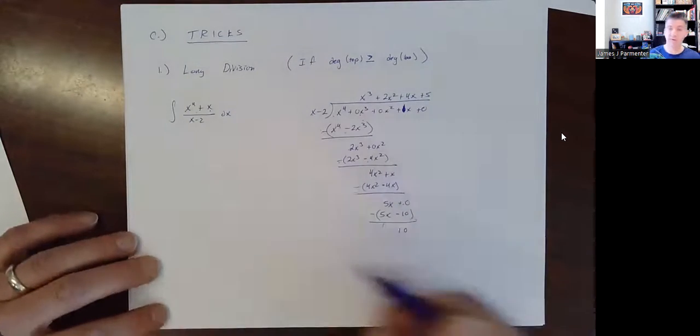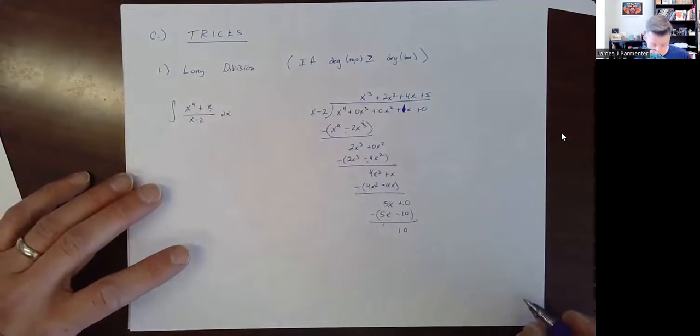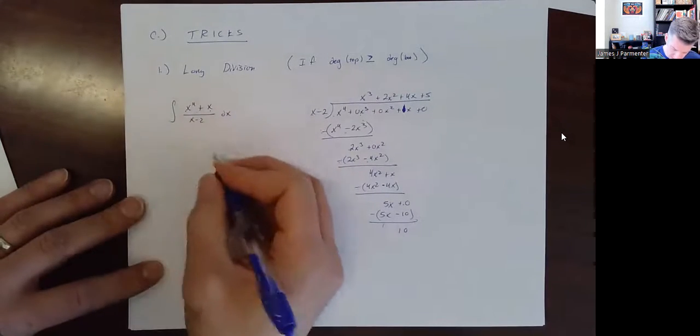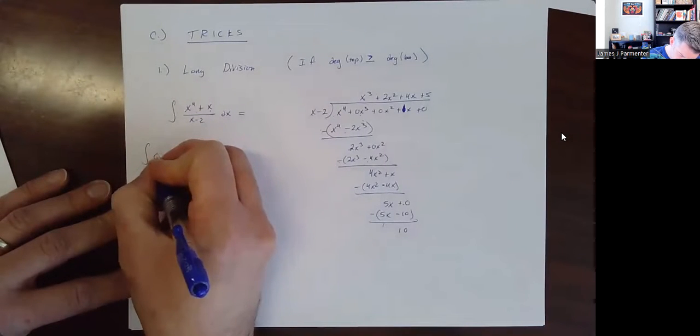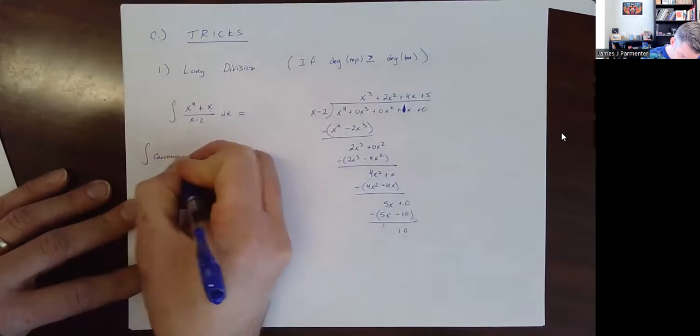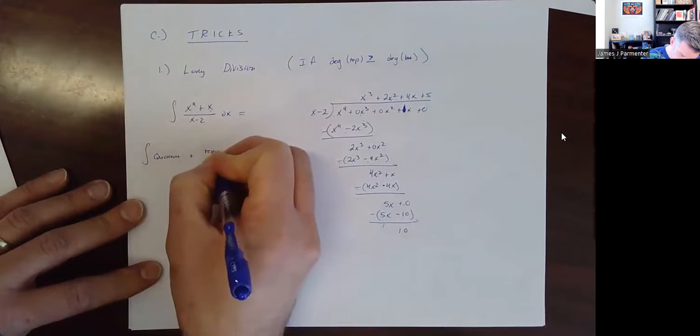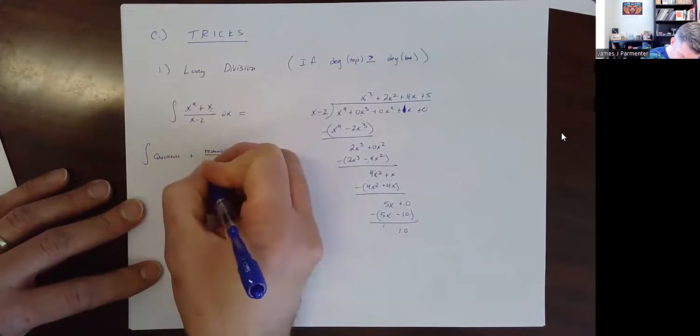So after you've done all this polynomial division, you have to rewrite the integral. So the integral is going to equal the integral of the quotient plus the remainder divided by the divisor.